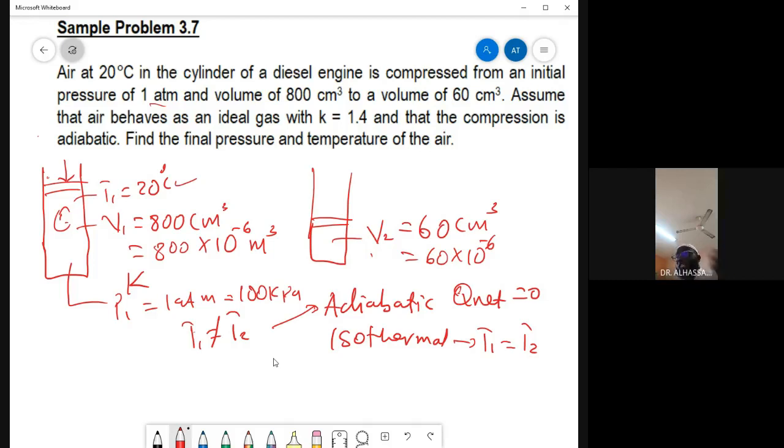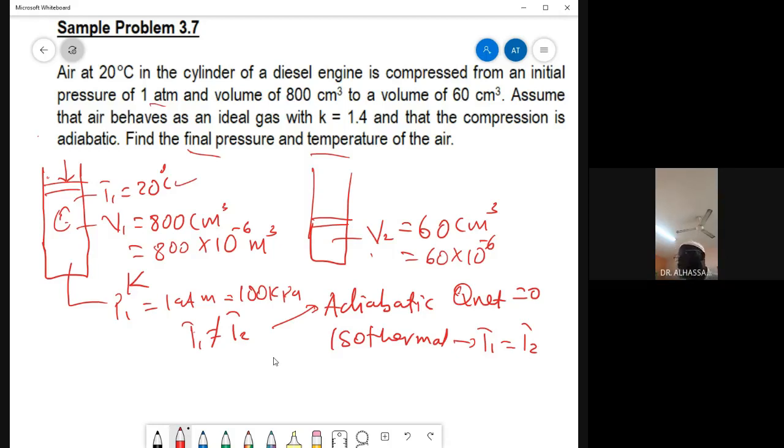Even though heat is not allowed to go in and out of the system, it is true that when the fluid is being compressed from the initial state up to the final state, the temperature of the fluid increases because the system is not allowed to exchange heat with the surrounding. You understand me? So we have to determine the final pressure and final temperature of the air.